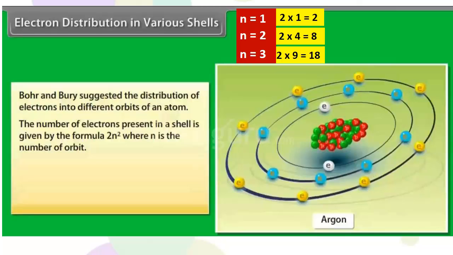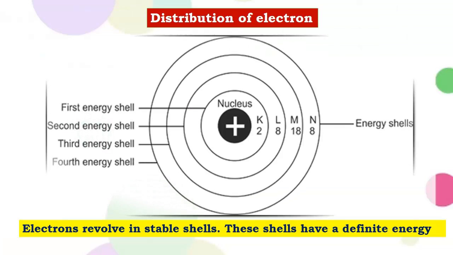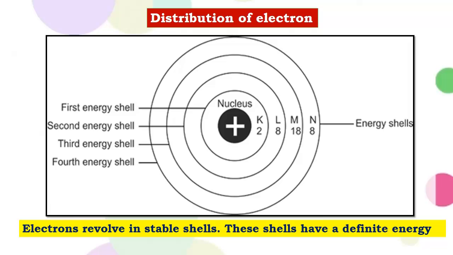So remember children, these shells have been given names. They are referred to as K, L, M and N. So the first shell is known as K with 2 electrons. Second, L, having the second energy shell of 8 electrons. Third energy shell is denoted by the letter M, and it has 18 electrons, and that of the N. So this is the fourth energy shell and so on. Remember, the energy increases as the magnitude of n increases.